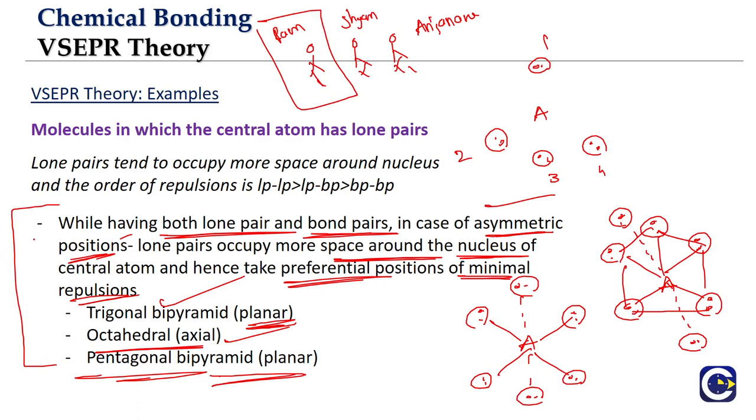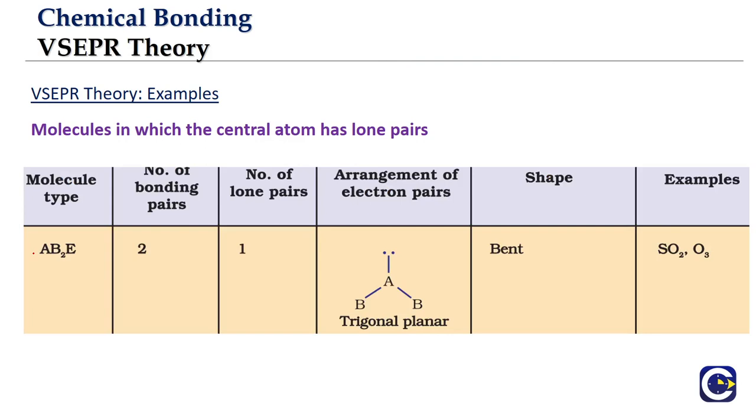This is an important one. Why? Because when we are talking about the shapes of the molecules, right, this is going to be an important point. Okay, so now what we'll do is we'll start with some examples. So let us start with the first example where we have three valence electron pairs. In that, two are the bond pairs and one is the lone pair. Okay, so let us look at it.